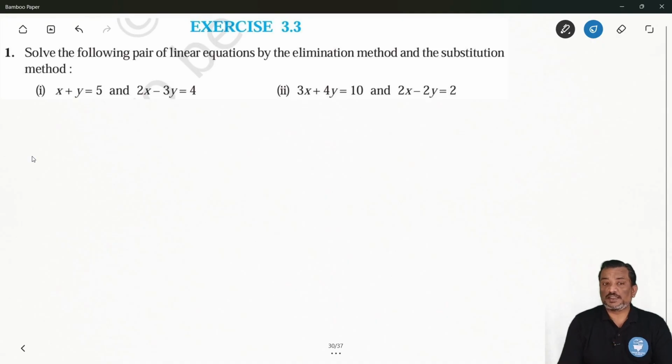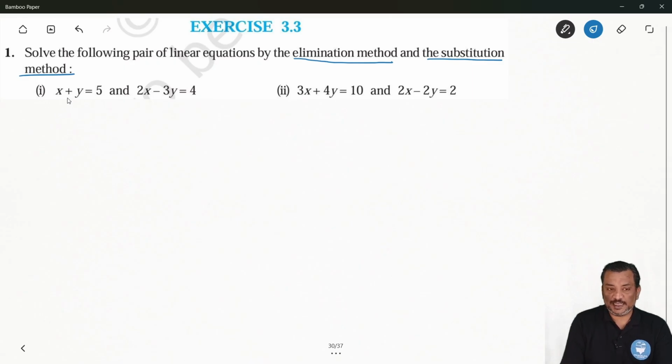So let me start our video. Let me start exercise 3.3. Here it is saying: solve the following pair of linear equations using the elimination method and the substitution method. So we have to use both methods to solve this equation. Let's start the question.